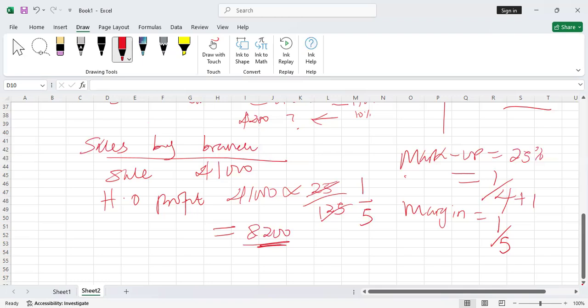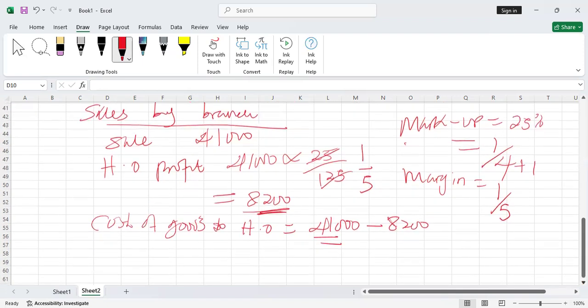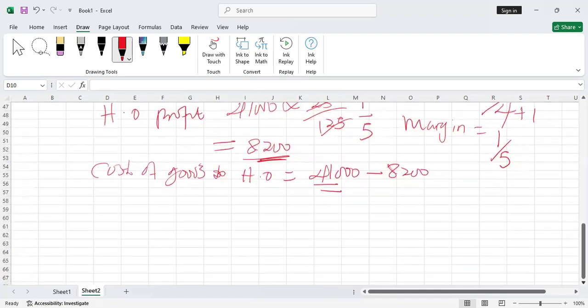Now, if we go this way, then we can easily say the costs of goods to head office is 41,000 minus 8,200. Work out this. How much did these goods cost the head office? 32,800.